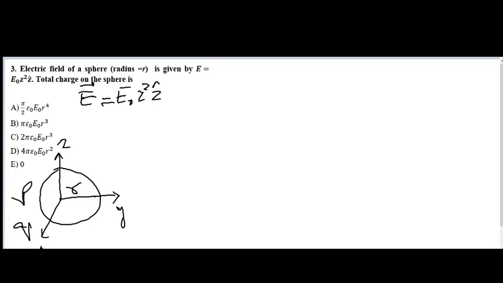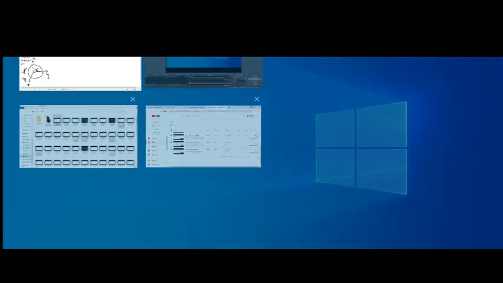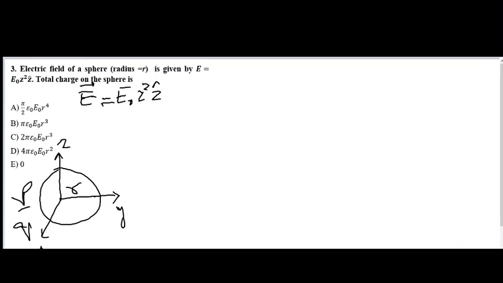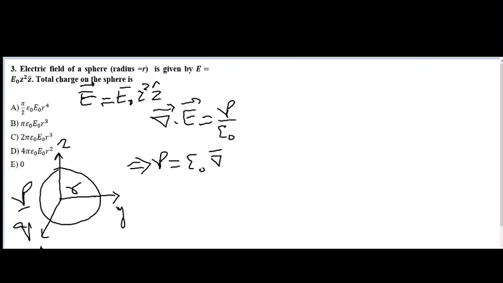For calculation of the total charge on this sphere, first we will calculate the volume charge density rho, and rho can be calculated by using the differential form of Gauss's law as del dot E is equal to rho over epsilon naught. Here epsilon naught is the permittivity of free space and del is the usual differential operator. We will write it in the following form, that is rho is equal to epsilon naught times del dot E. As the electric field is only along the z direction, we can simply write this equation as epsilon naught times partial over partial z of E.